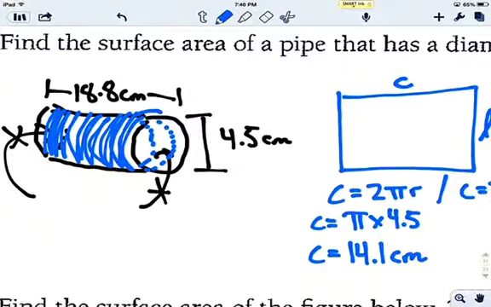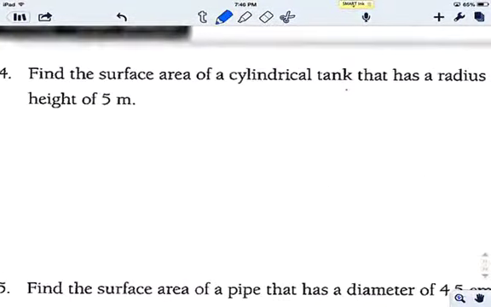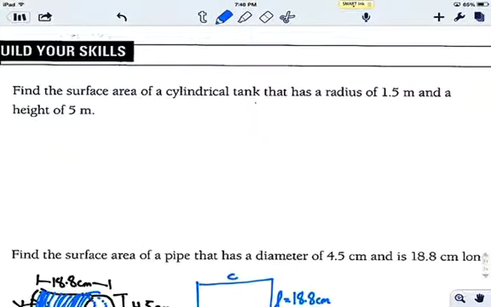Okay. Now, I'd like you guys to try out the question just above number 5, which is number 4 here. So, find the surface area of a cylindrical tank that has a radius of 1.5 meters and a height of 5 meters. And in the next video, I will show you how to solve that.